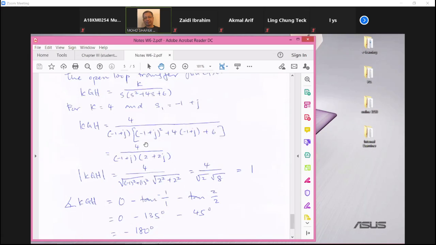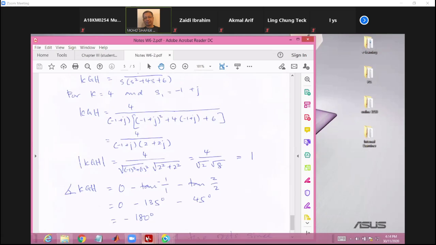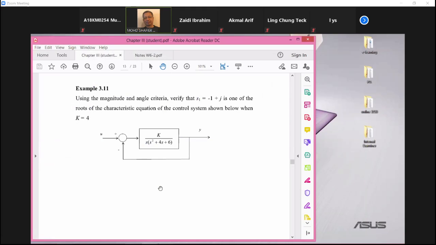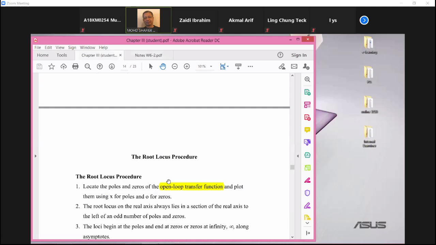Okay, but we are not going to go through all this tedious argument and computation when we want to draw the root locus diagram. The drawing of the root locus diagram procedure has been established. All we have to do is just follow how we can draw accurately the root locus diagram. See, the root locus procedure has been outlined here.